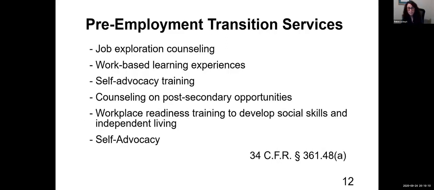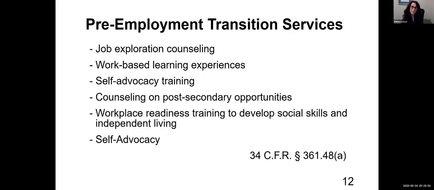So there are 5 different types of pre-employment transition services. The first is job exploration and counseling. The second is work-based learning experiences, which can include in-school, after-school opportunities, or experiences outside of the traditional school setting, like an internship. And these should be provided in integrated environments in the community to the maximum extent possible. The DOR can also provide counseling on opportunities for enrollment in comprehensive training programs, post-secondary educational programs, and other institutes of higher education. They can also provide workplace readiness training to develop social skills and independent living.